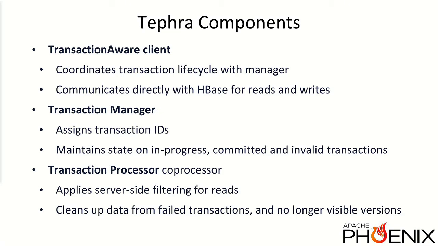Finally, we have the transaction coprocessor that runs on the region server. Coprocessors provide two functionalities. The first one is read isolation. When you have multiple concurrent transactions going on, they help in isolating the transactions. The other thing is they act as janitors and clean up the invalid transactions, or the transactions that are no longer visible, on compactions.